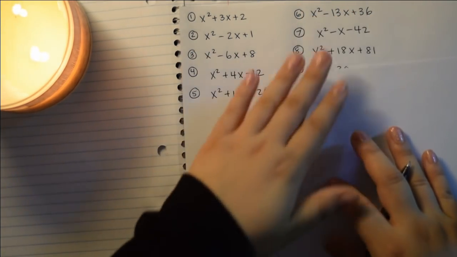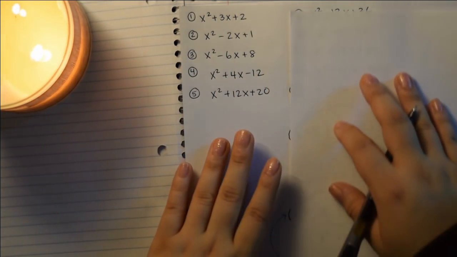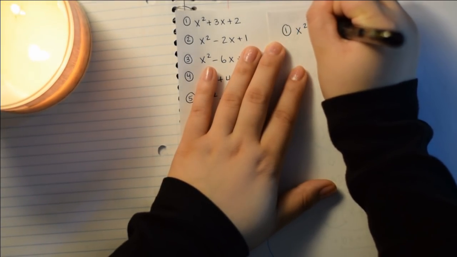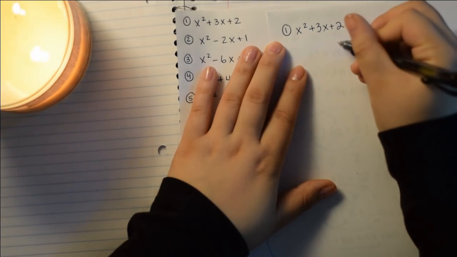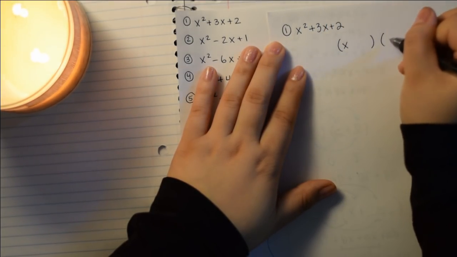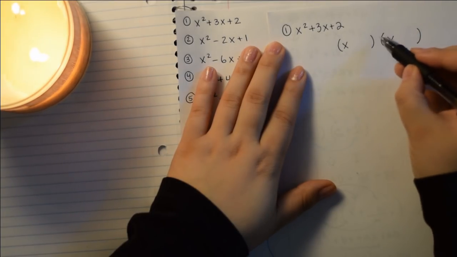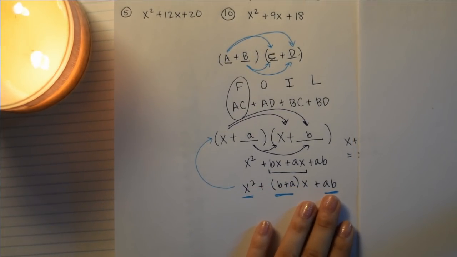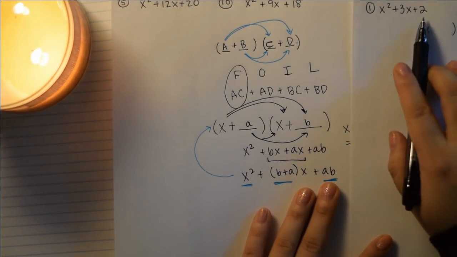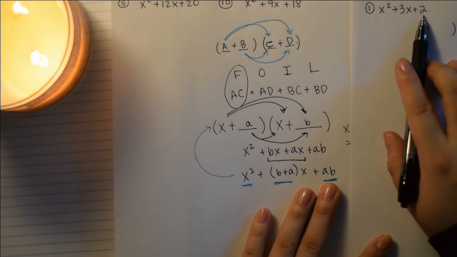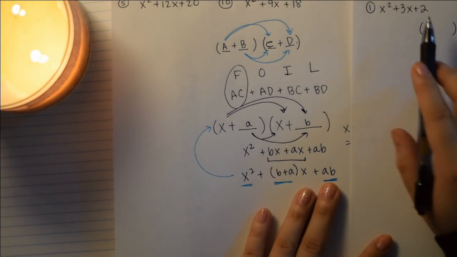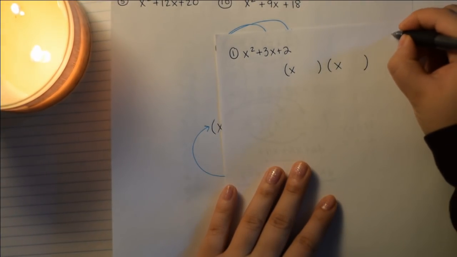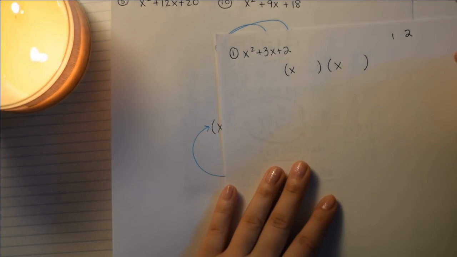So once we get used to the pattern, these will go pretty quickly. So we have x squared plus 3x plus 2. So we know we're looking for x, and we're looking for plus something, minus something. And we want those two numbers to multiply to 2. So what two numbers, integers, multiply to 2? So, fun fact, 2 is prime, so it's just 1 and 2.